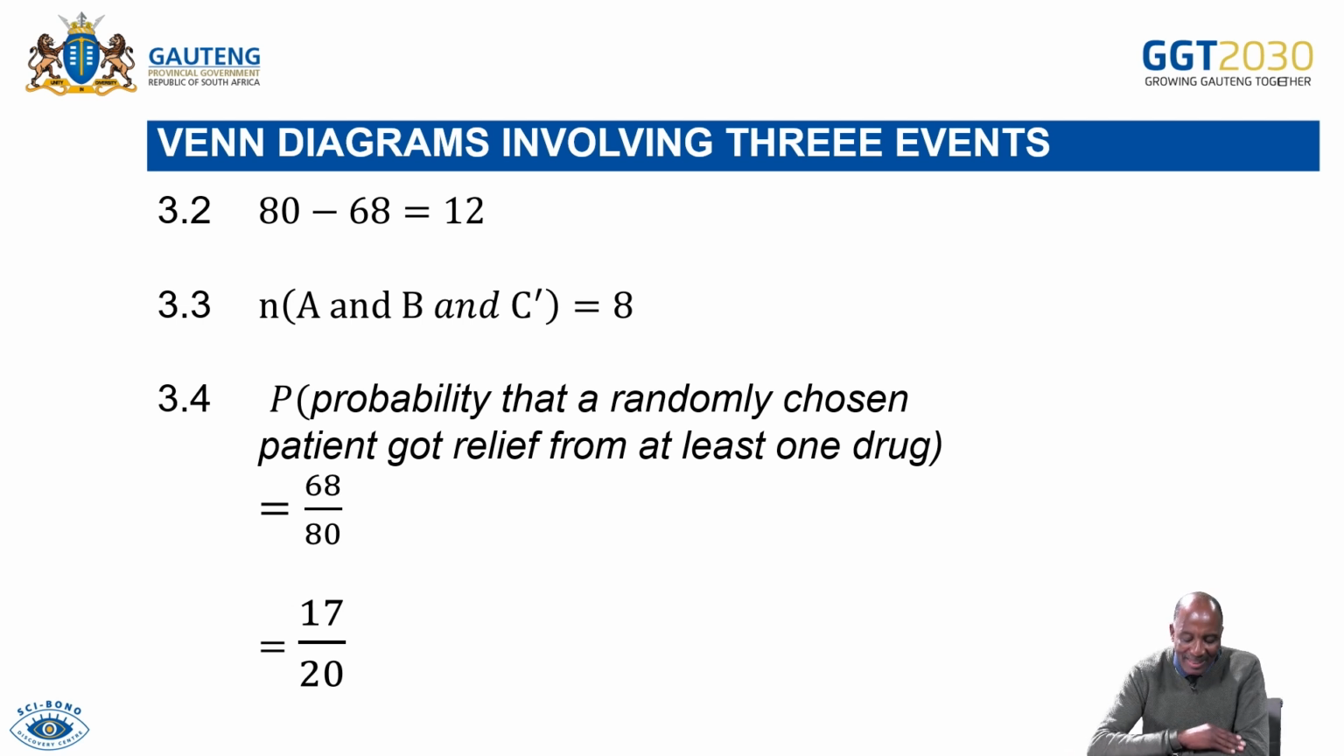So the probability that a randomly chosen patient got relief from at least one drug is equal to 68 divided by 80. At least 68 people got cured by one or more. Therefore, the final answer will become 17/20. That's how you complete your Venn diagram and answer some questions thereof.